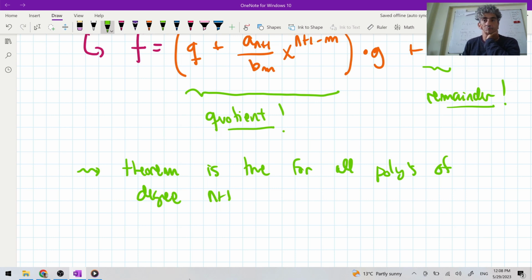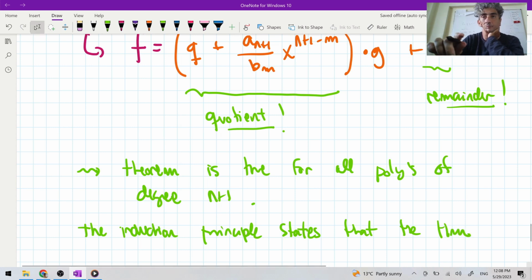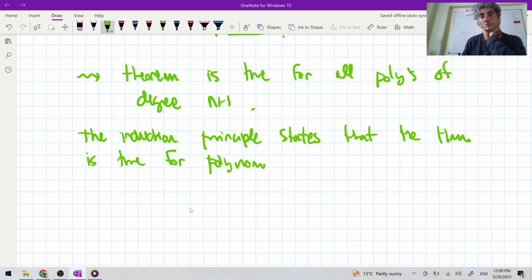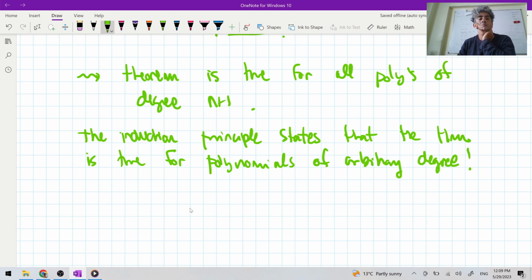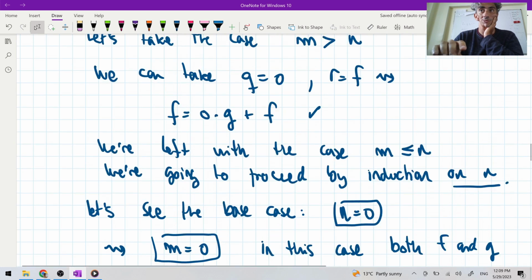Okay, the induction principle states that the theorem is true for polynomials of arbitrary degree. So we have proved the Euclidean Division theorem. We have done it using the induction principle.